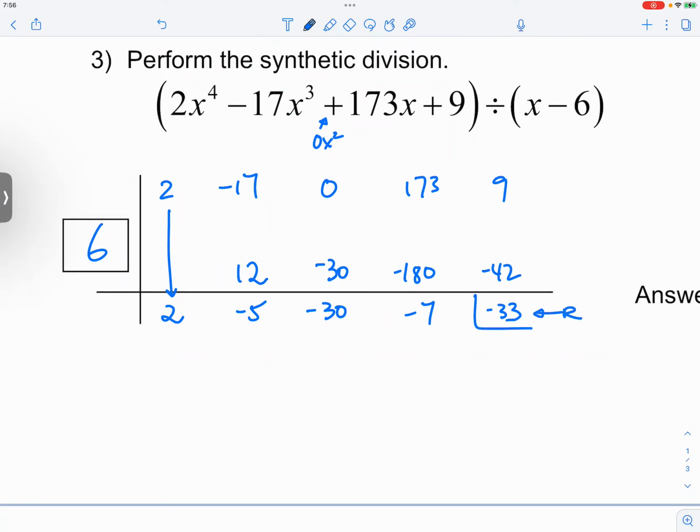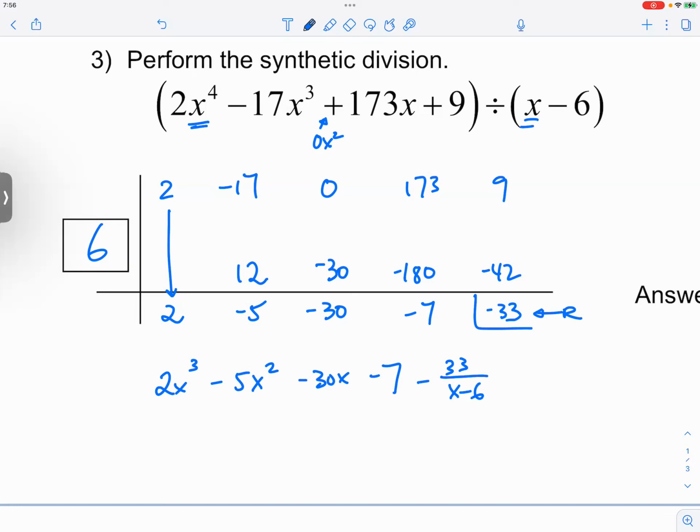Again, I like to put a little box right there to make it more visual. And since we have an x to the 4th power divided by x, our quotient must begin with x to the 3rd power. So we will have the answer 2x cubed minus 5x squared minus 30x minus 7. And of course, we have a remainder to take care of. So it's going to be plus negative 33, which makes it a negative, over x minus 6 right there.